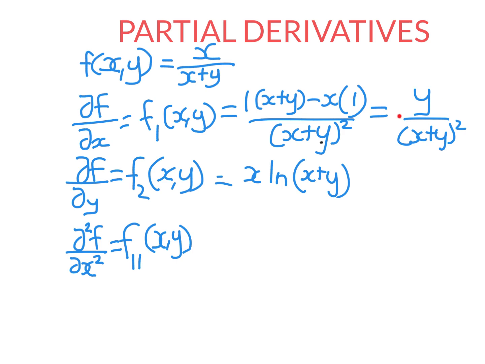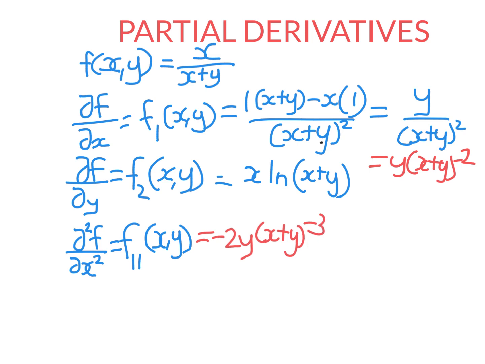So what I would do is differentiate this with respect to x. To differentiate this again, I would use the chain rule because this is just y times x plus y to the power of minus 2. Now remember, we're differentiating with respect to x, treating y as a constant. So we would just move the power to the front, decrease the power by 1, and we usually times by the derivative of what's inside, but it's just 1 here. So the second derivative, both times with respect to x, is minus 2y over x plus y cubed.